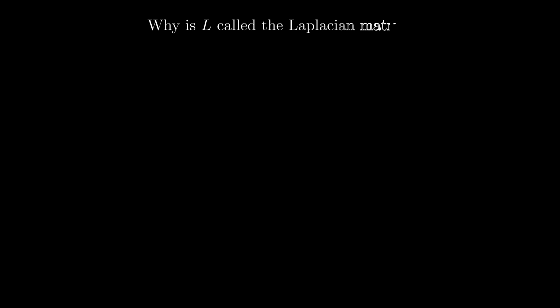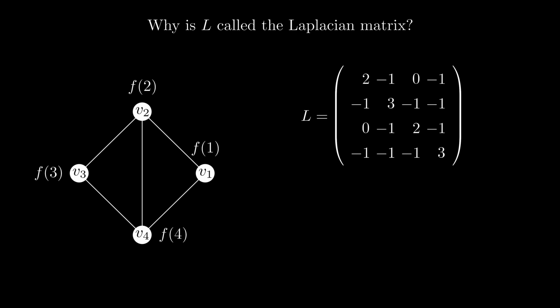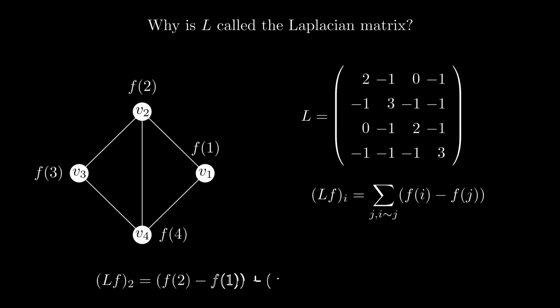Now you can understand why I use f instead of v to denote the eigenvector. Imagine f is a function defined on the vertices. Its neighborhood is restricted by the edges. Take vertex 2 as an example. When we apply the Laplacian matrix on f, the second entry of Lf is essentially the sum of the differences between vertex 2 and its neighbors. This is almost the Laplace operator if we find the average of it.